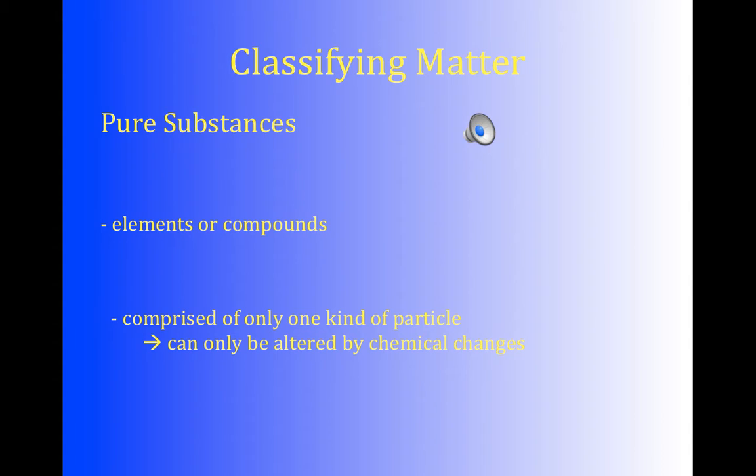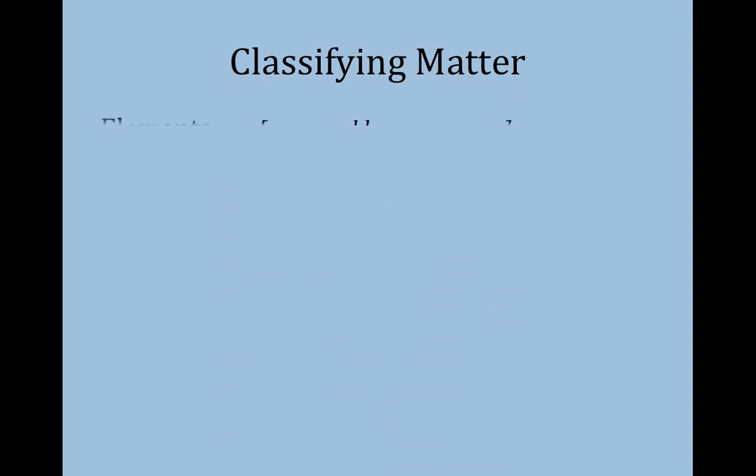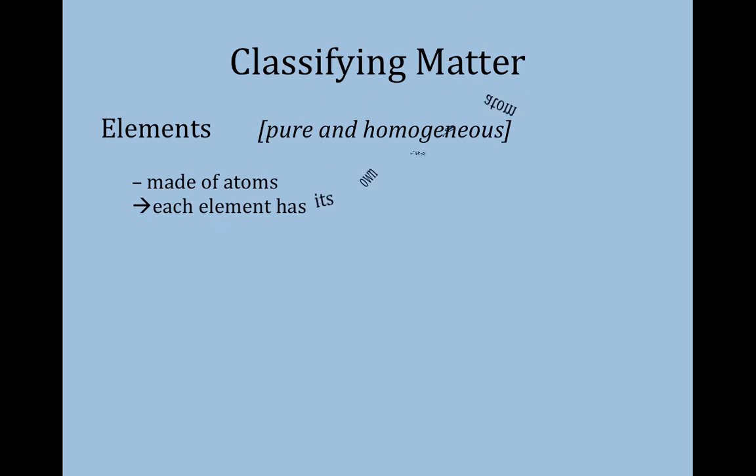So pure substances, which we know are elements or compounds, can only be altered by chemical changes. So if I have different elements, I may chemically combine them into a compound. Or if I have a compound, I may chemically break it down into its elements. Anything on the periodic table is an element. So it is pure, homogeneous, made of atoms. Each element has its own kind of atom.